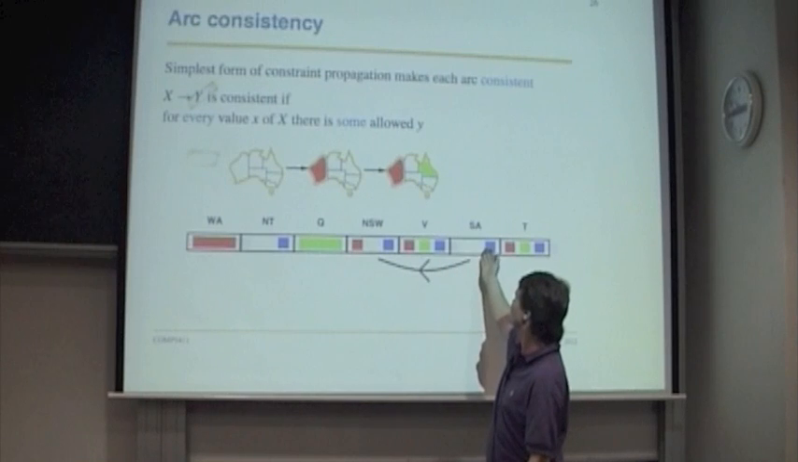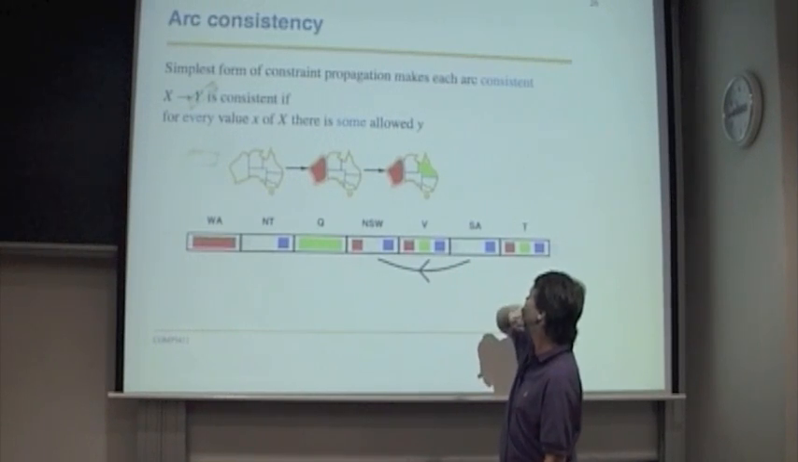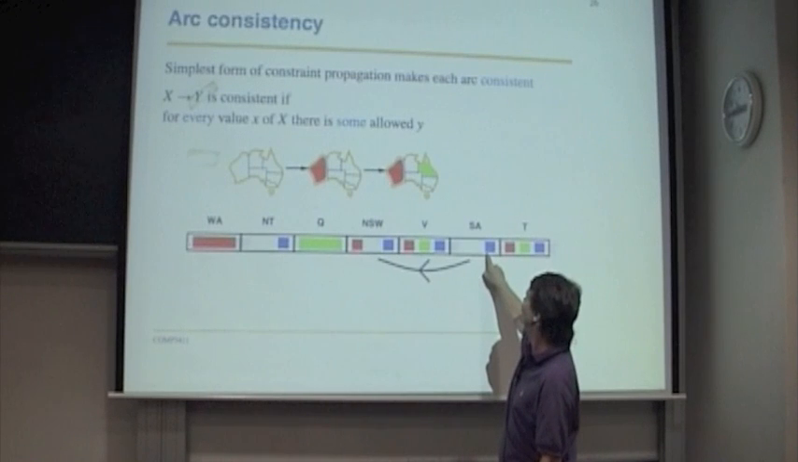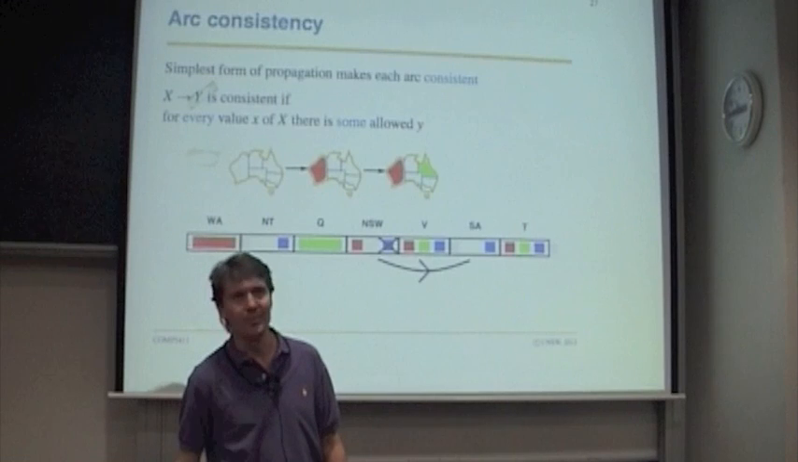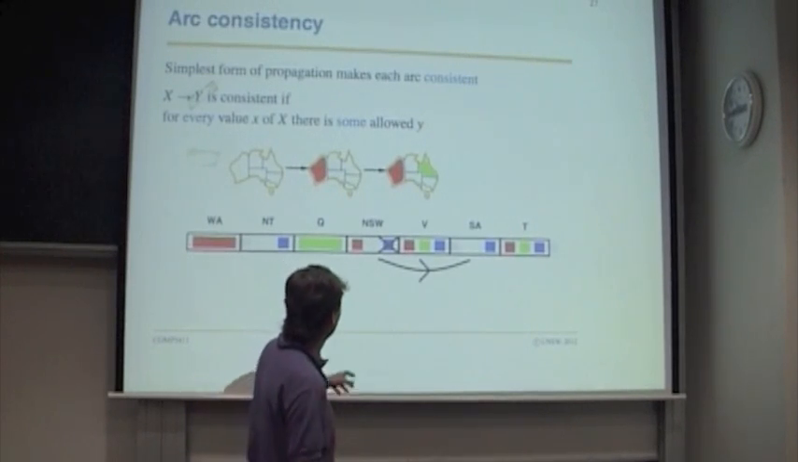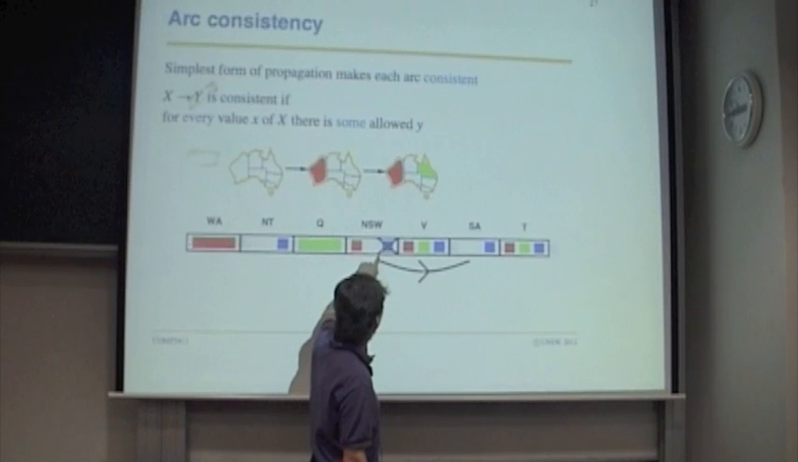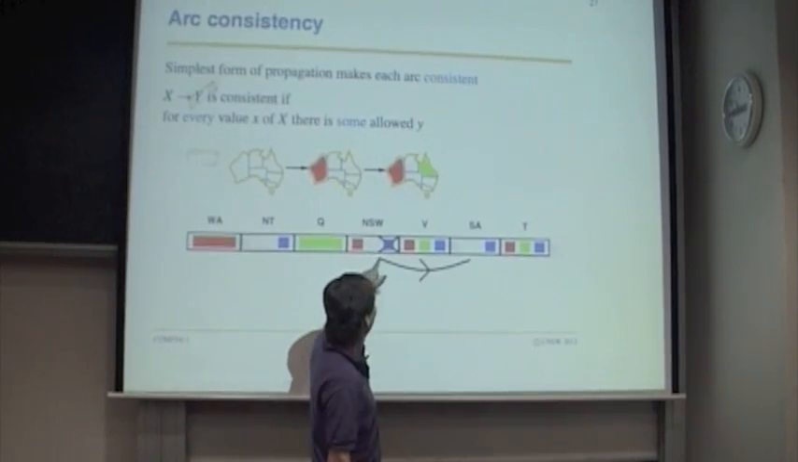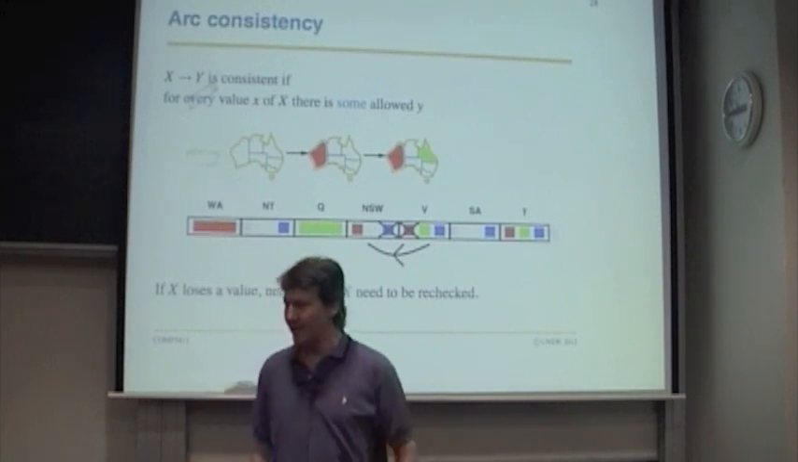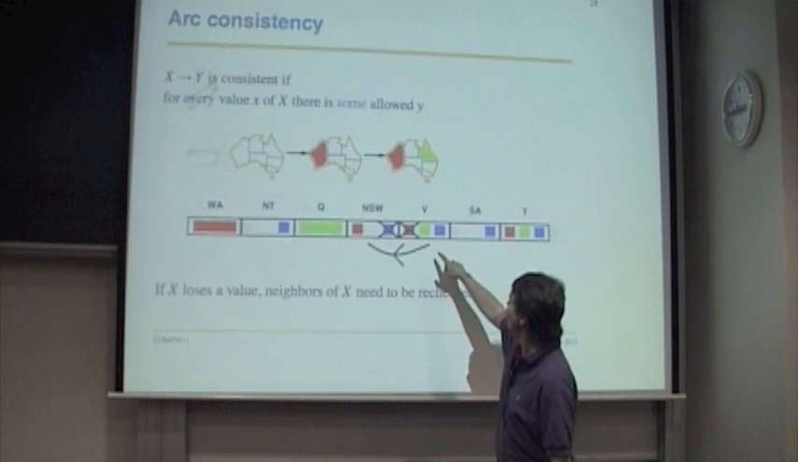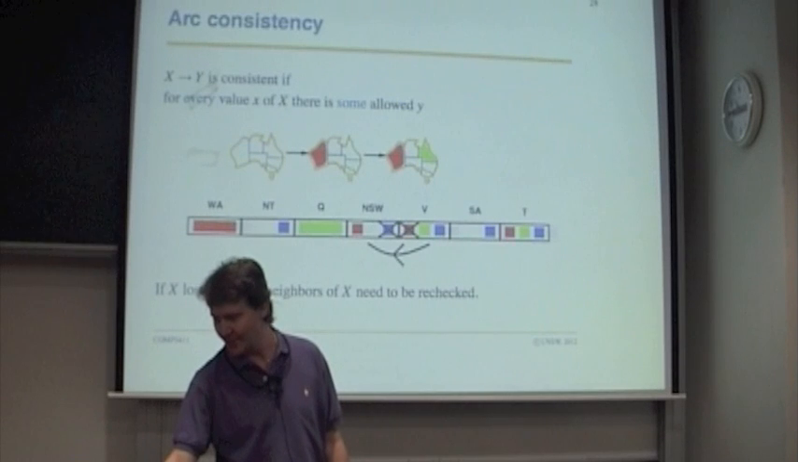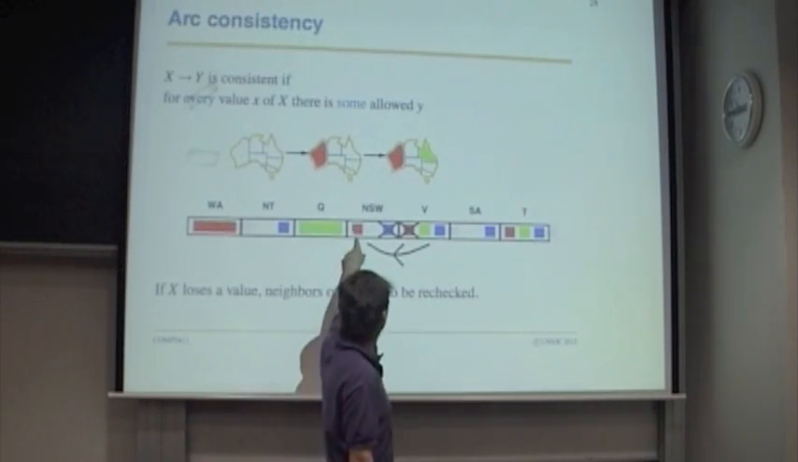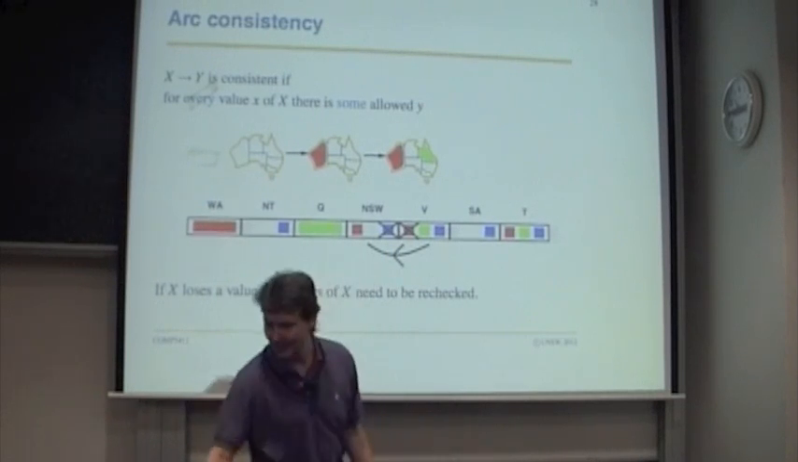So how does this work? Let's look at South Australia and New South Wales. If South Australia is blue, then New South Wales can't also be blue. So we cross that out; that value is excluded. Then we can ask, what about Victoria and New South Wales? New South Wales has to be red, so that means Victoria is not allowed to be red.